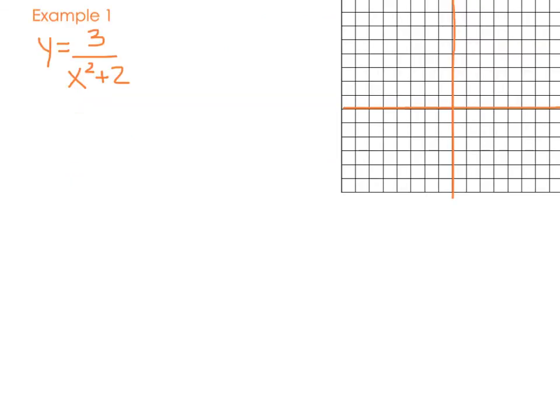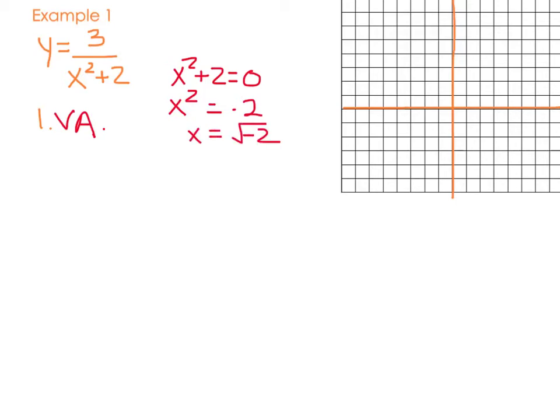This example is y equals 3 over x squared plus 2. So we're going to think about the 6 things we need to definitely have. The first thing being our vertical asymptote. Remember, to find the vertical asymptote, you set the denominator equal to 0. So if I said x squared plus 2 equals 0, and I subtracted 2 from each side, and then I tried to take the square root of negative 2, that doesn't exist. So that means we don't have any vertical asymptotes. If you can't solve for x when you set the bottom equal to 0, you don't have any vertical asymptotes.